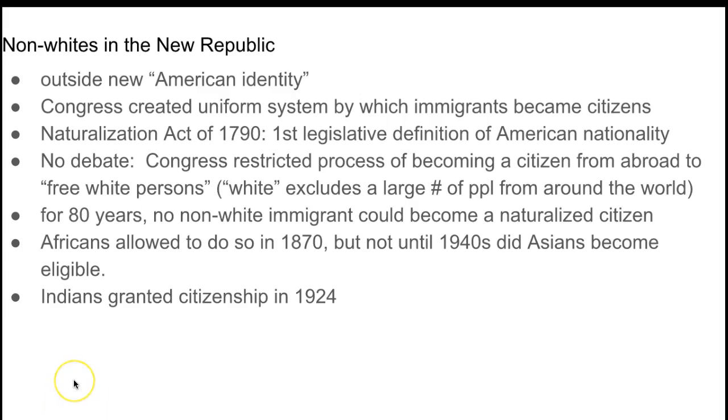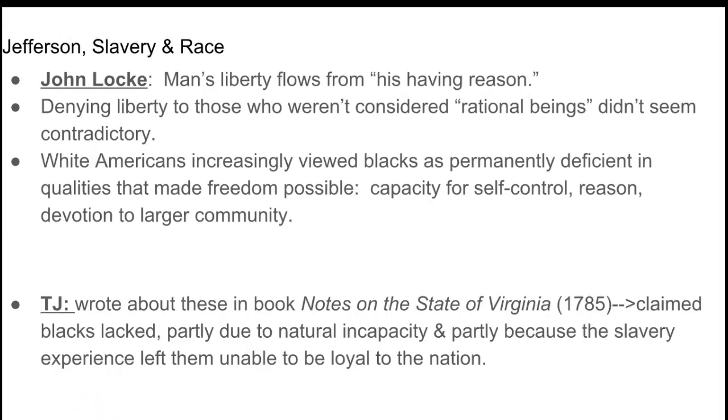You had the Naturalization Act of 1790. How are we going to deal with immigrants? And this changes a lot with the Alien and Sedition Acts once John Adams takes over, and we'll learn more about those in the next couple of weeks.